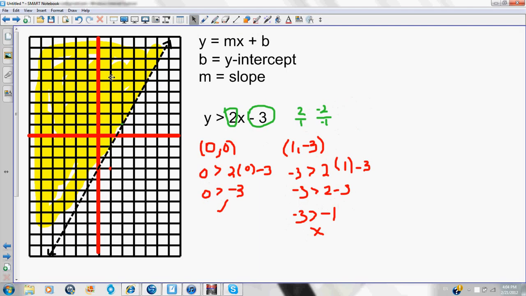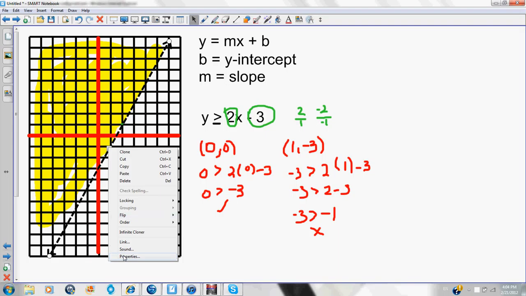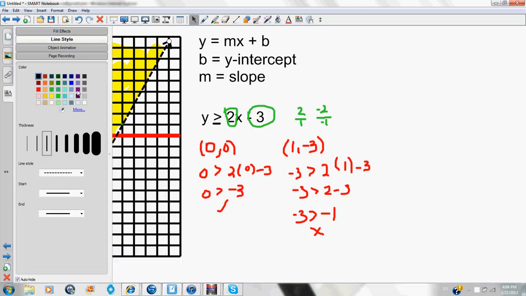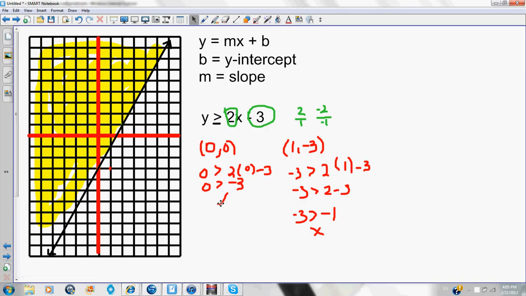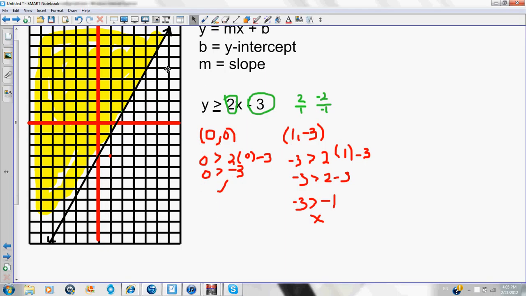So the same thing would apply here. If this said greater than or equal to, then instead of this being a dashed line, what we would have is a solid line. And what that means is that the answer, once again, is contained on that line or in the shaded area.